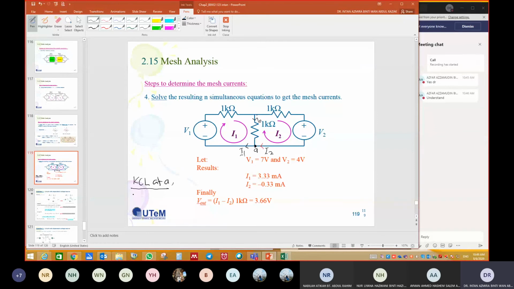Current enter the node is I naught plus I2 equal I1, right? So I naught is equal to I1 minus I2. So V out is equal to I naught times 1K, right? V out is equal to I naught times 1K. So we get this. Any question?